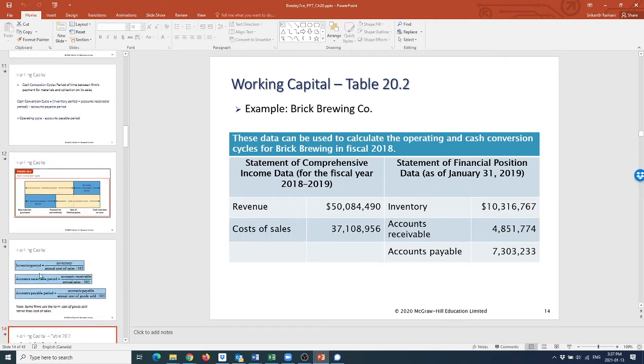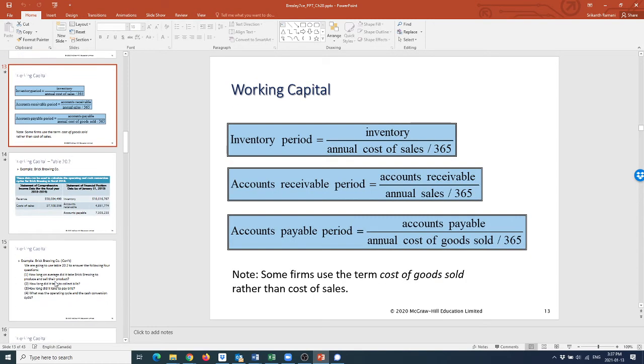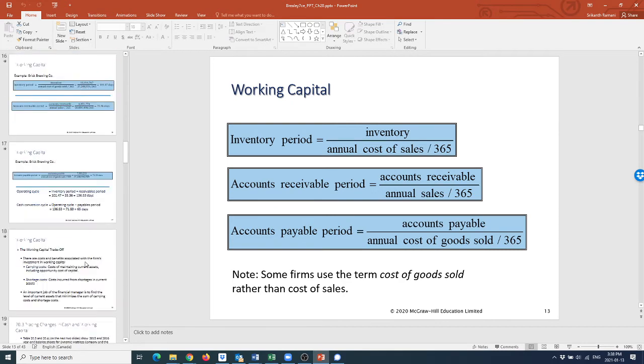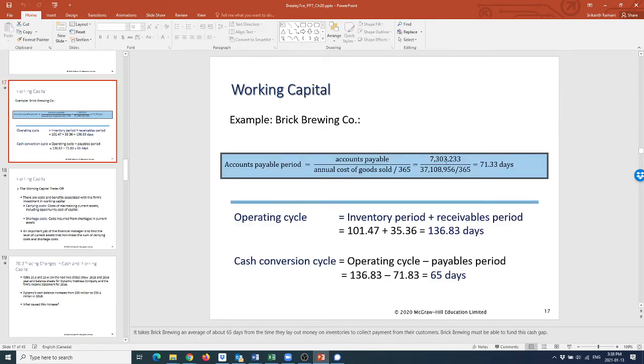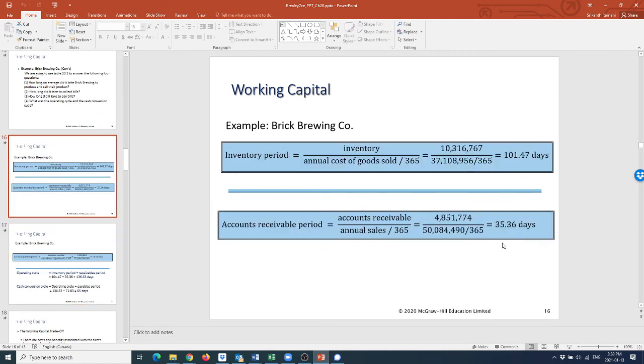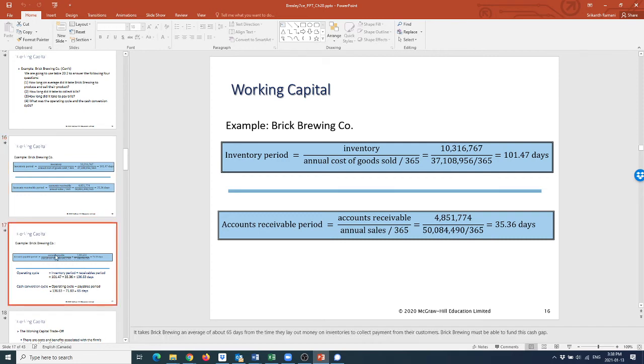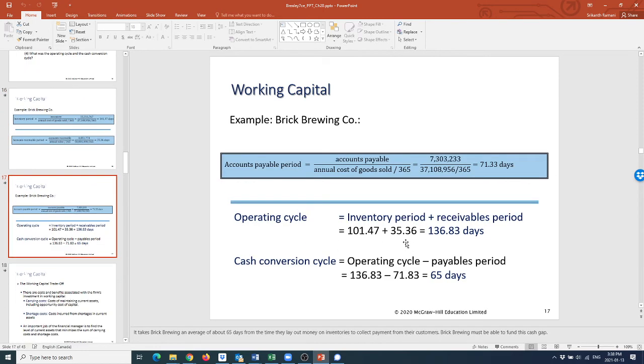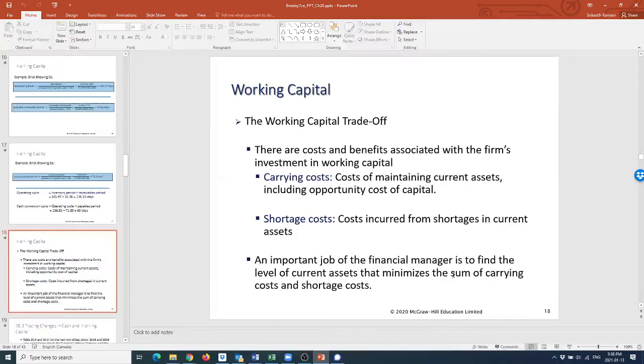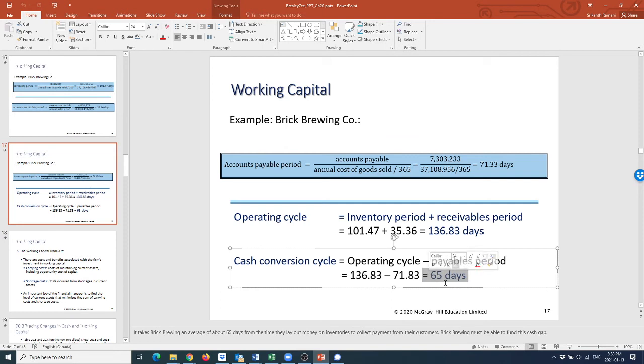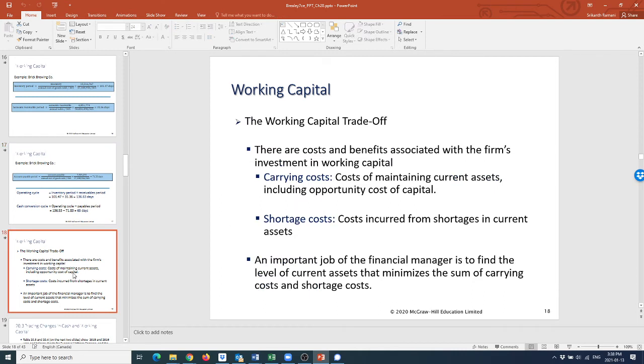So I think there's a mistake in this formula. It's actually correct. Accounts payable is 71 and accounts receivable is 35. Once you have these days, your operating cycle is inventory plus receivables time period, and that's 136 days, and the cash conversion cycle is 65 days, where you're subtracting out the payables. So on average, it takes you 65 days to get back your money, in some sense.